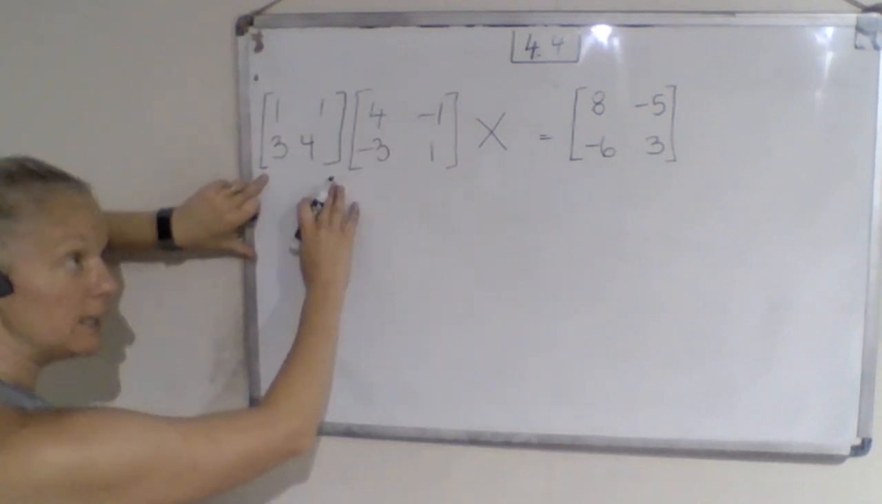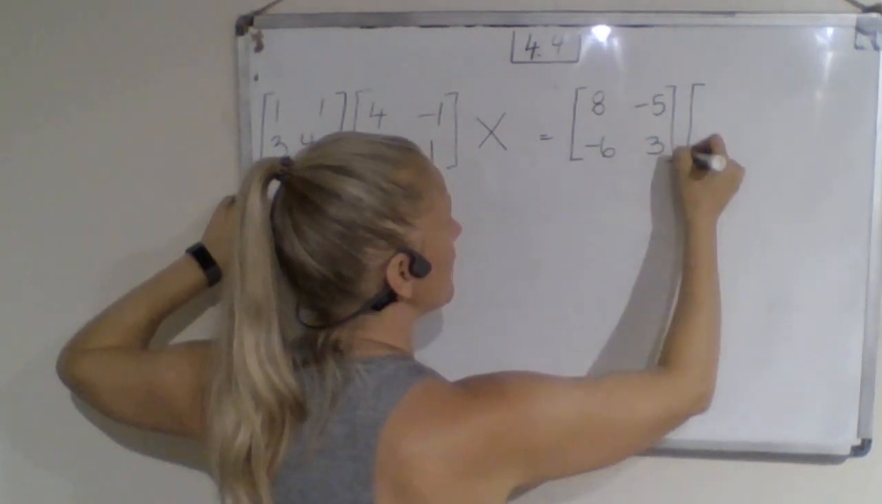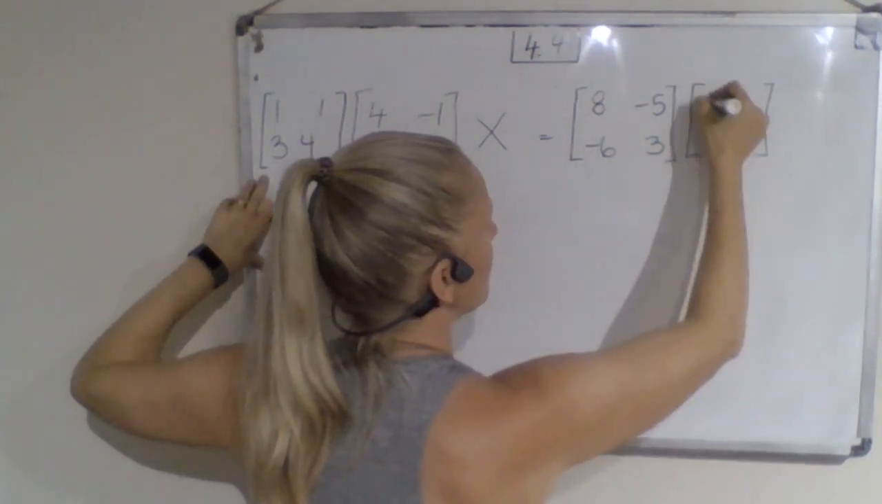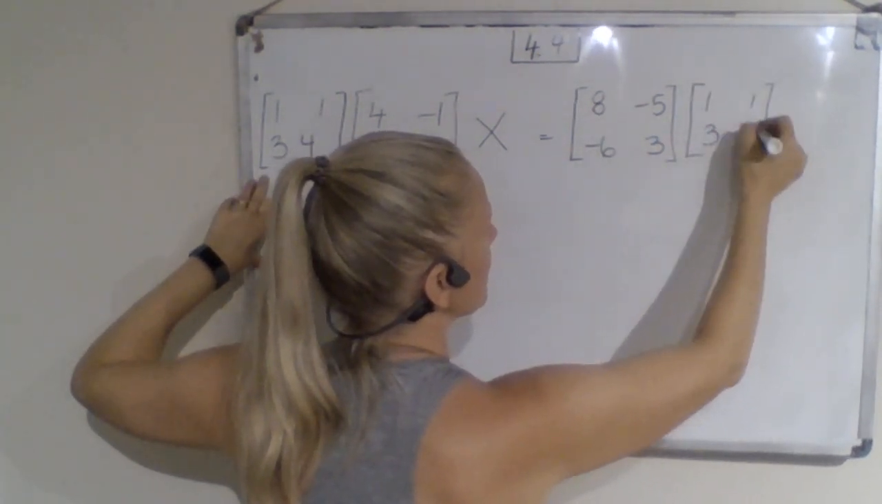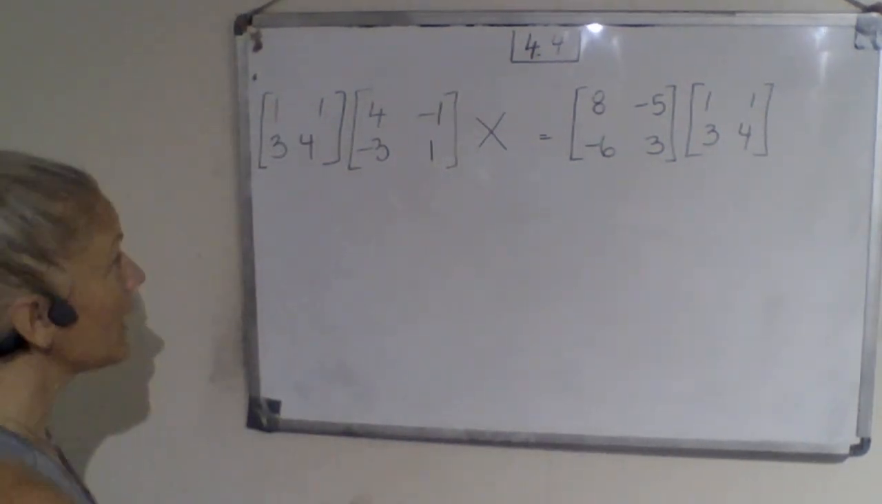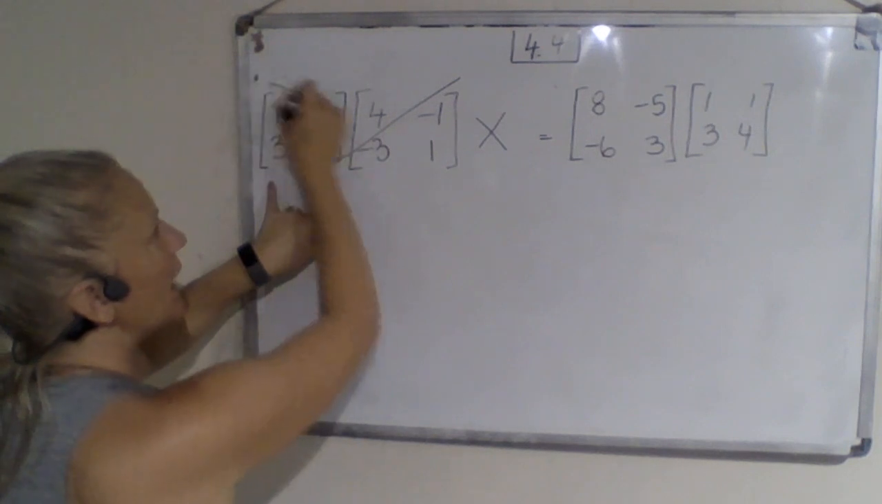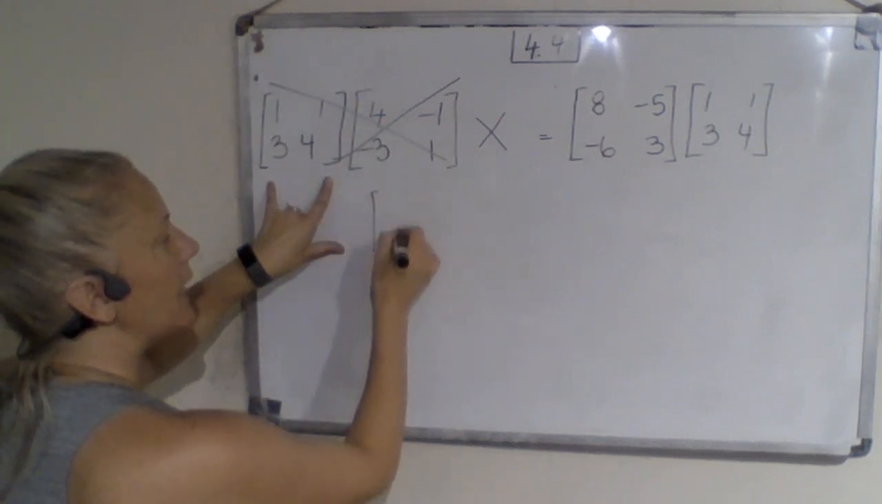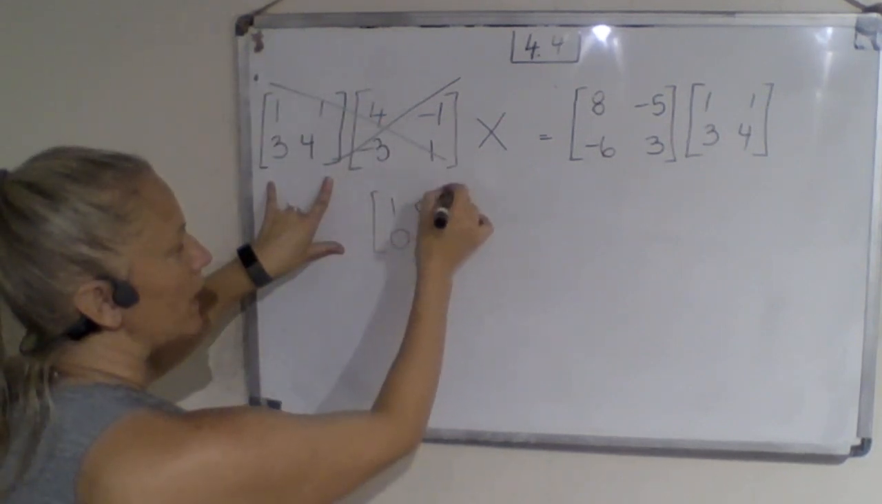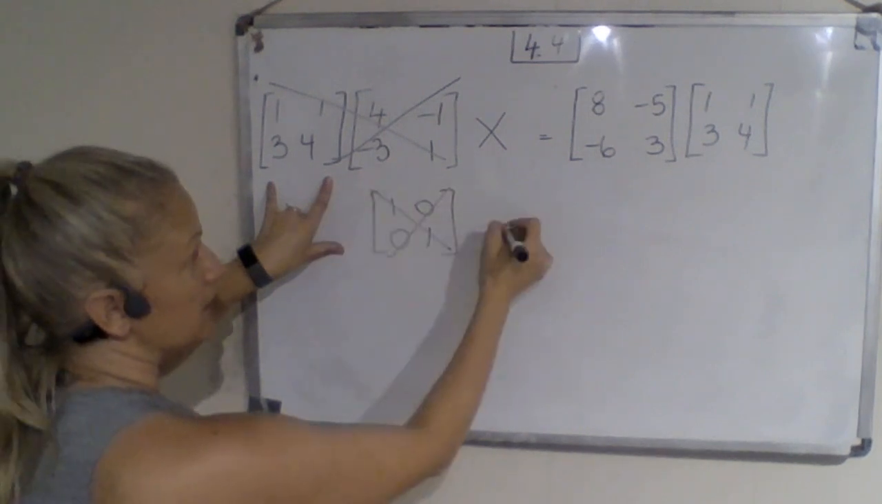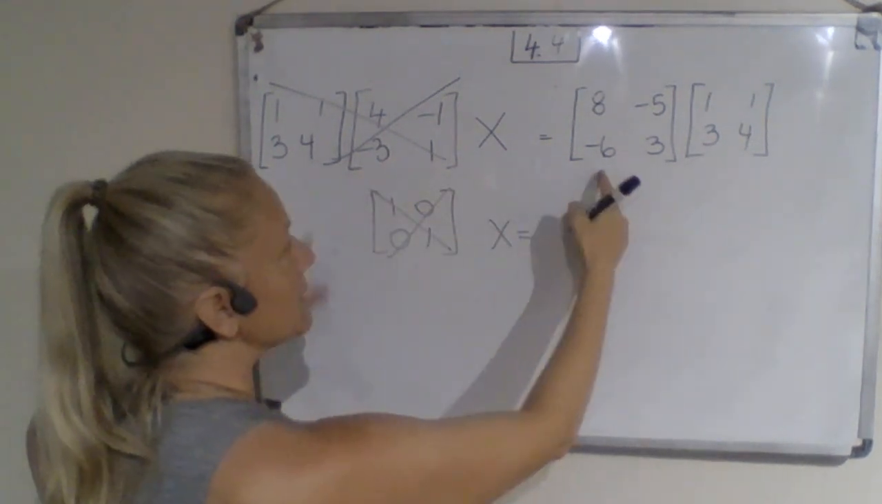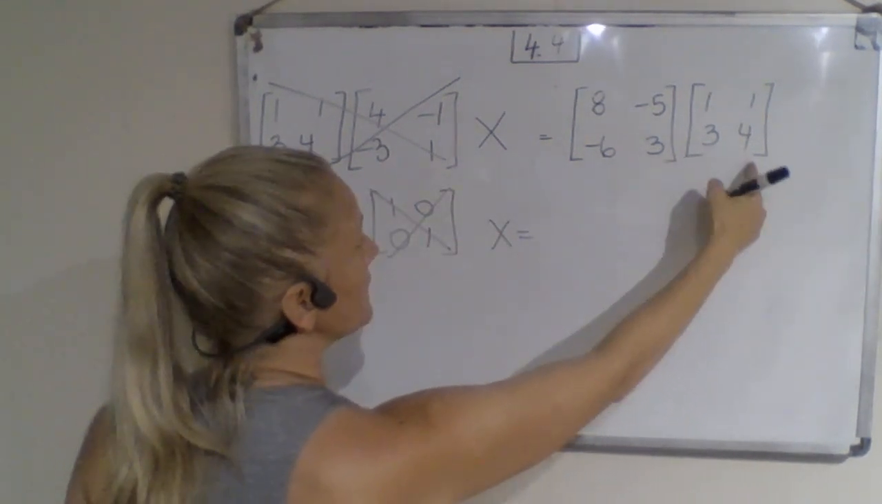But because I'm doing it on this side, I absolutely have to do it on this other side. 1, 1, 3, 4. Right? This and this, when you times the matrix by its inverse, it cancels out because it gives you that identity matrix, which really does not exist. So I end up with x equals this matrix times this matrix.